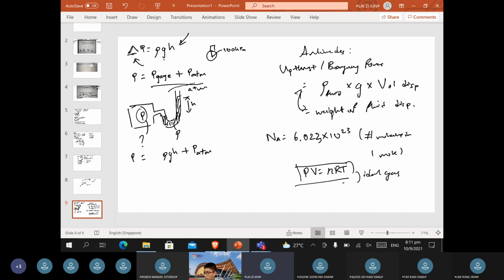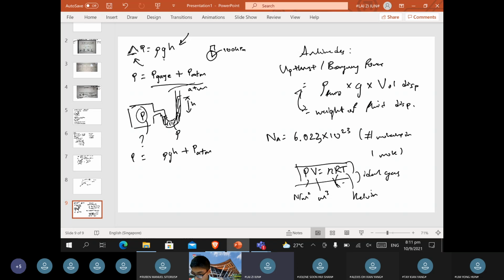Just remember that the units for this must be considered. So this one is in Newton per meter square. This one is in meter cube. This one is a constant at 8.31. This is your variable, and this one is in Kelvin. Just bear in mind the units when you use this formula.